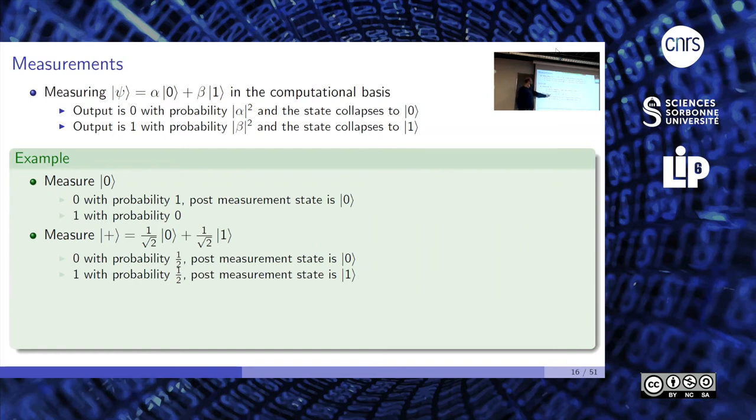So, for example, if you have this state plus, that is 1 over square root of 2 times 0 plus 1 over square root of 2 times 1, and you decide to measure it in the computational basis, then you have 0 with probability 1/2, and your superposition collapses and your post-measurement state is just 0, or you have 1 with probability 1/2, and your post-measurement state is 1. So you see that if you have the state plus and you measure it in this complementary basis, then you have both outcomes with equal probability, and you have no clue which state you were at the end of the day.